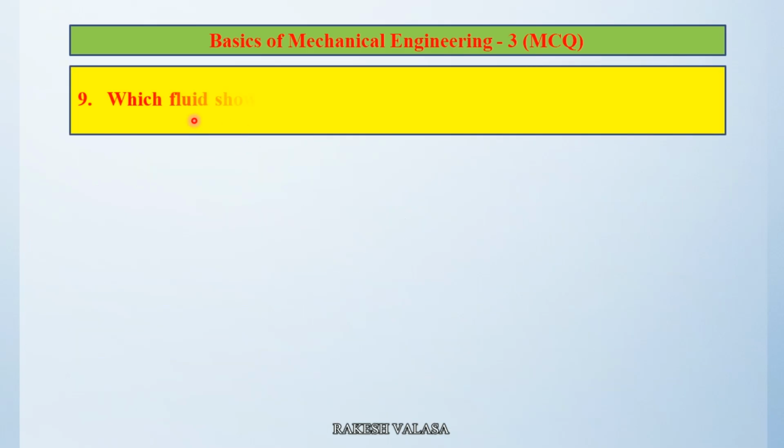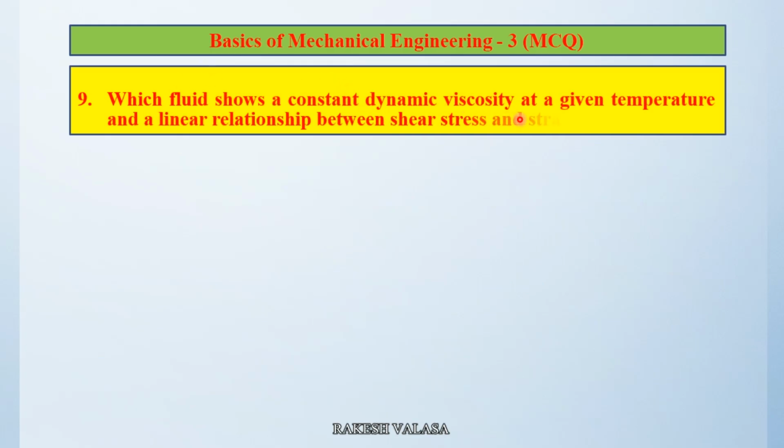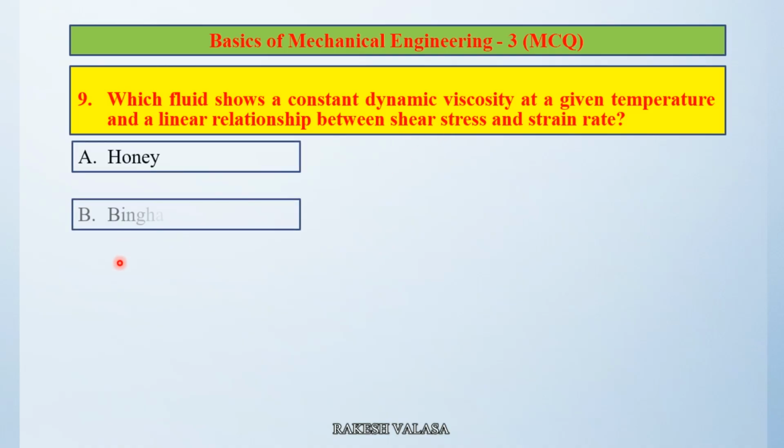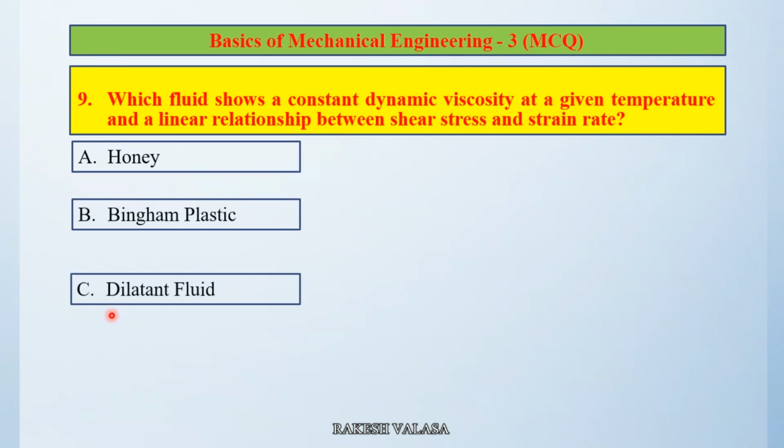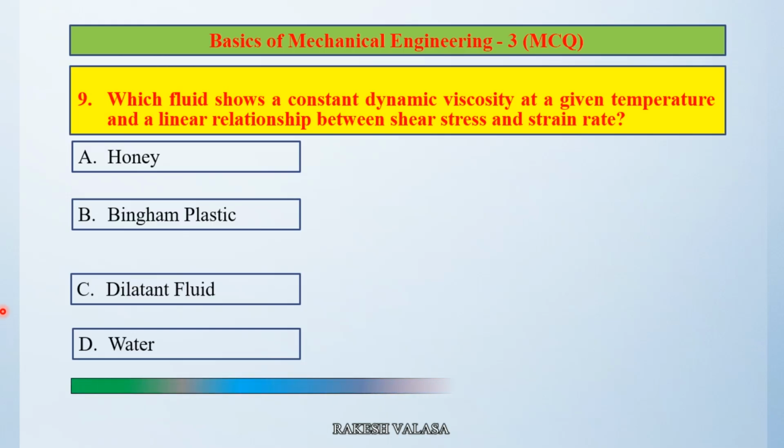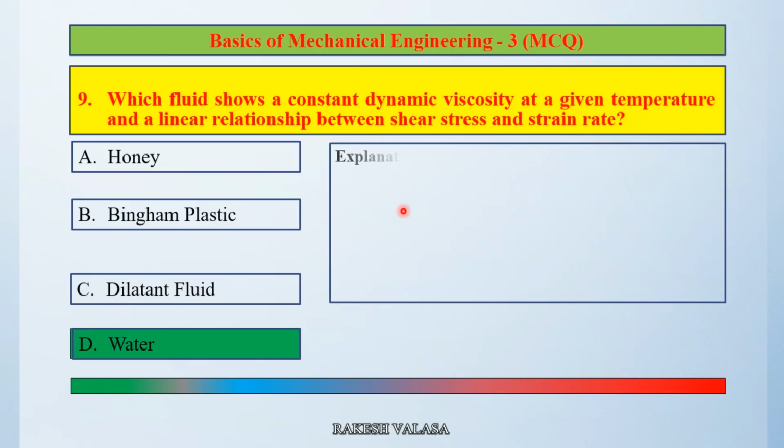Question number 9. Which fluid shows a constant dynamic viscosity at a given temperature and linear relationship between shear stress and strain rate? Option A honey, option B Bingham plastic, option C dilatant fluid, option D water. The correct answer is option D water. Let us see the explanation.